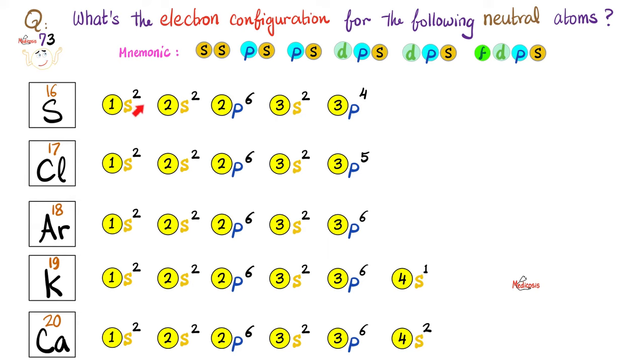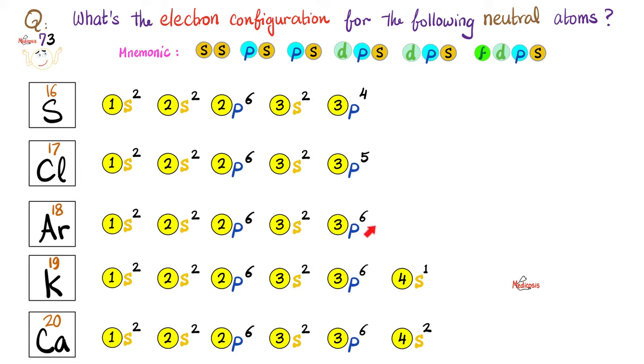So therefore, 1s2, 2s2, 2p6. After SSP, what do I get? I get the S, so 3s2, and then 3p4. Let's count the total. 2 plus 2 plus 6 is 10, plus 2 is 12, plus 4 is 16. Bingo. And then chlorine, similar, but instead of 3p4, we have 3p5, which means the p subshell in the third shell carries 5 electrons.